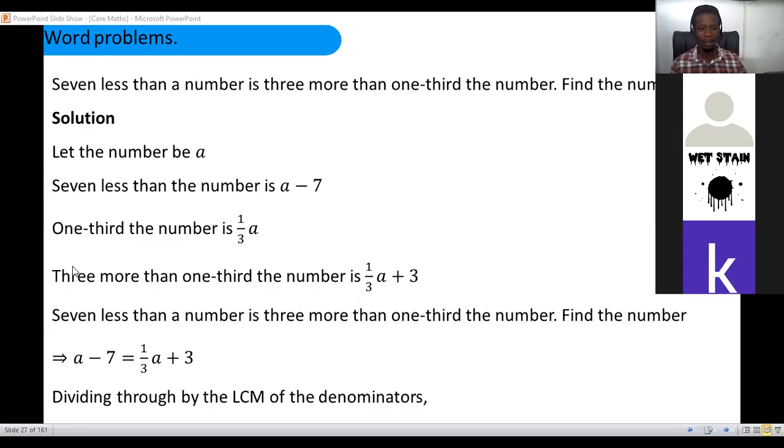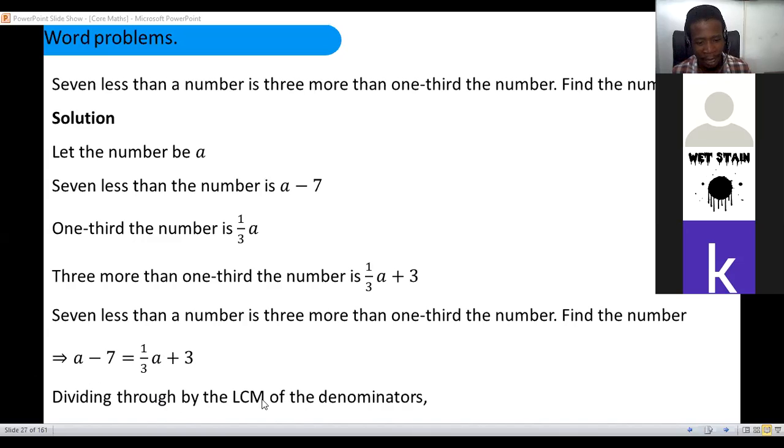Now we consider the whole equation. Seven less than a number is 3 more than 1/3 the number. So you have 7 less than a number and you have 3 more than 1/3 the number already. So we just equate them. That will give us a minus 7 is equal to 1/3a plus 3.